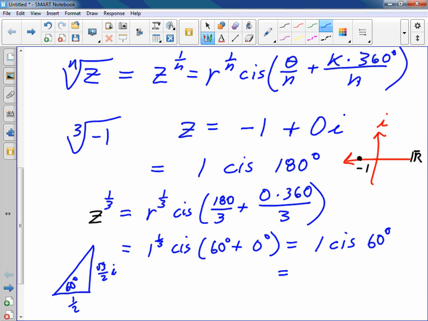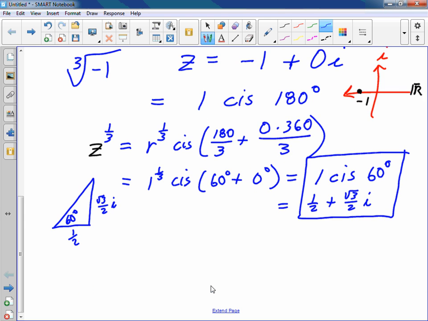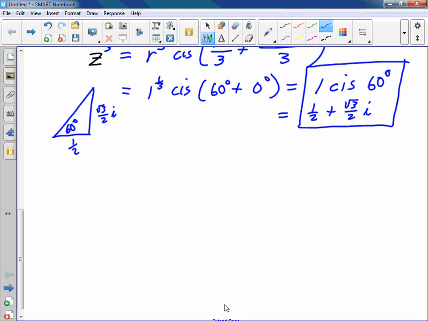So then we have here 1/2 a plus bi, 1/2 plus the square root of 3 over 2i. So there's one root in polar form and in rectangular form. Not so bad. And I think they'll go a little more quickly after this.